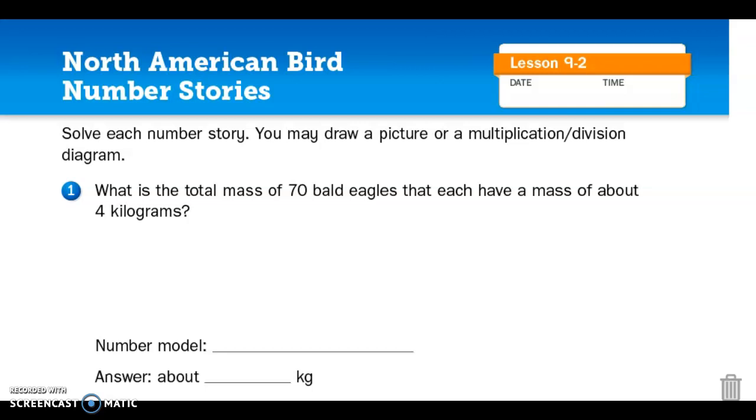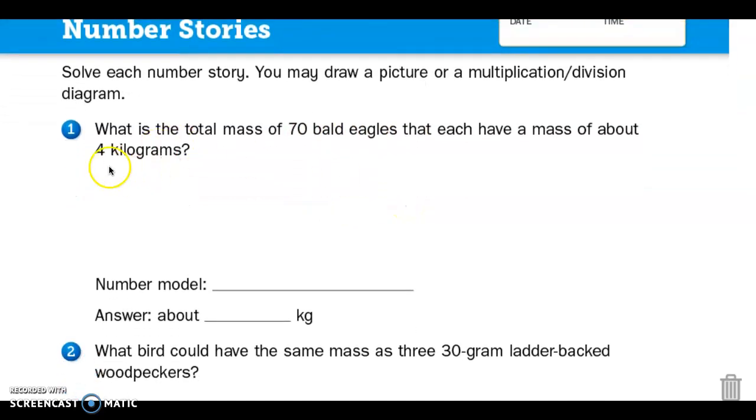Okay, people, 9-2 journal pages. We are on 279. Okay, it says solve each number story. You may draw a picture or a multiplication division diagram. What is the total mass of 70 bald eagles that each have a mass of about 4 kilograms?